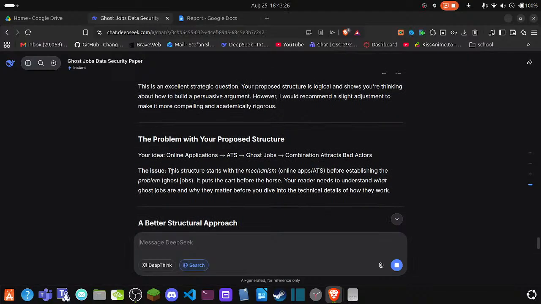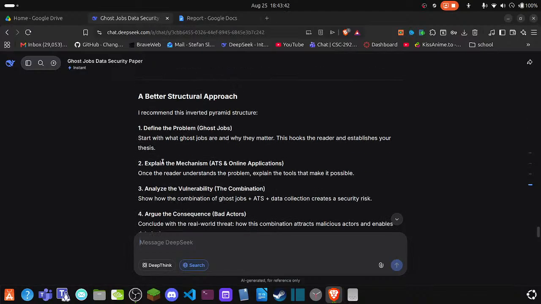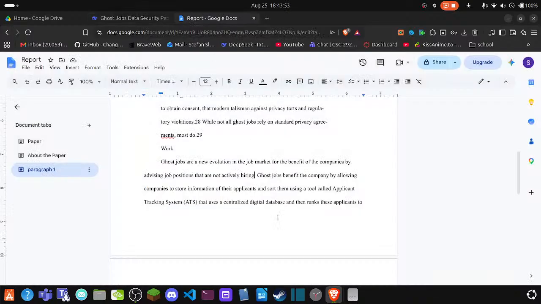The problem with this structure is that it starts with online applications and the ATS before establishing what ghost jobs are. It puts the cart before the horse. The reader needs to understand what ghost jobs are and why they matter. So define the problem, starting with ghost jobs and why they matter. This hooks the reader. Okay. For the benefit of the companies, by advertising positions they are not actively hiring.